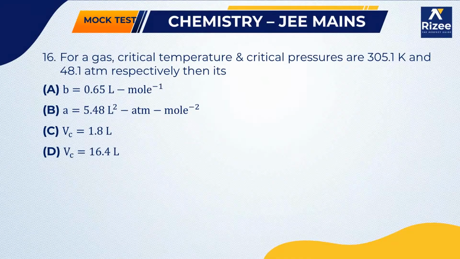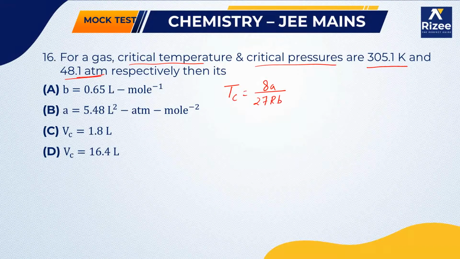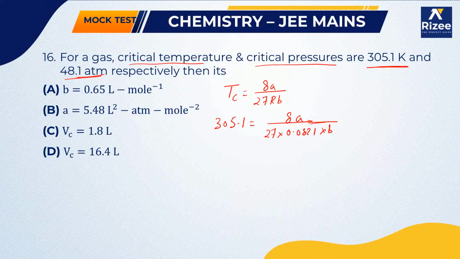Next, moving on to the next question. For a gas, he has given critical temperature and critical pressure. The critical temperature value he has given is 305.1 Kelvin, and critical pressure he has given 48.1 atm. So first of all, what is the critical temperature formula? Tc is equal to 8a by 27Rb. This is the formula of critical temperature. So he has given critical temperature as 305.1. 305.1 is equal to 8 into a by 27 into R value we know as 0.0821 into b. So after solving there, you will get a by b is equal to 84.4.